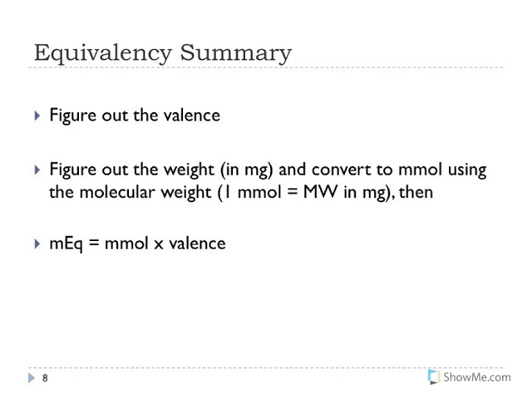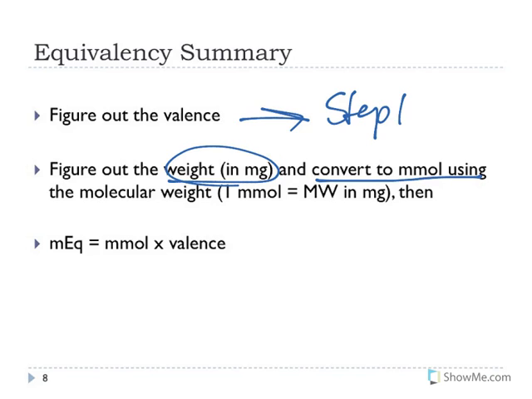So, equivalency summary, just to summarize: you got to figure out your valence first. That is step one. Once you do that, figure out the weight of whatever you're dealing with in milligrams, and then once you know that weight in milligrams, convert to millimoles using the molecular weight, because 1 millimole is the same as the molecular weight in milligrams. And then the simple equation multiplying millimoles by valence will give you your milliequivalents as your answer.